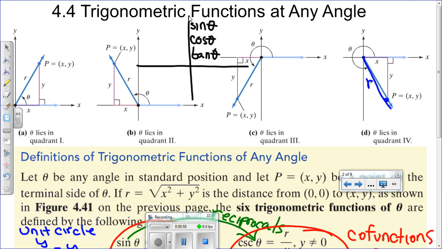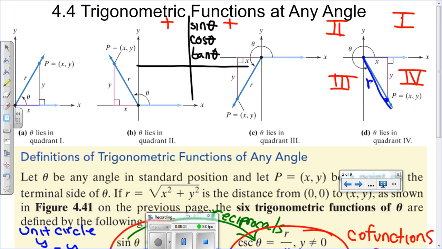Okay, so if the sine is given by y over r, will sine be positive in quadrant 1? The y is positive in quadrant 1, right? Yes. Well, first of all, let's acknowledge the quadrants. I'll write them here. This is quadrant 1, quadrant 2, quadrant 3, and quadrant 4. Okay, so sine is positive in quadrant 1, and where else? In quadrant 2. The y is positive.